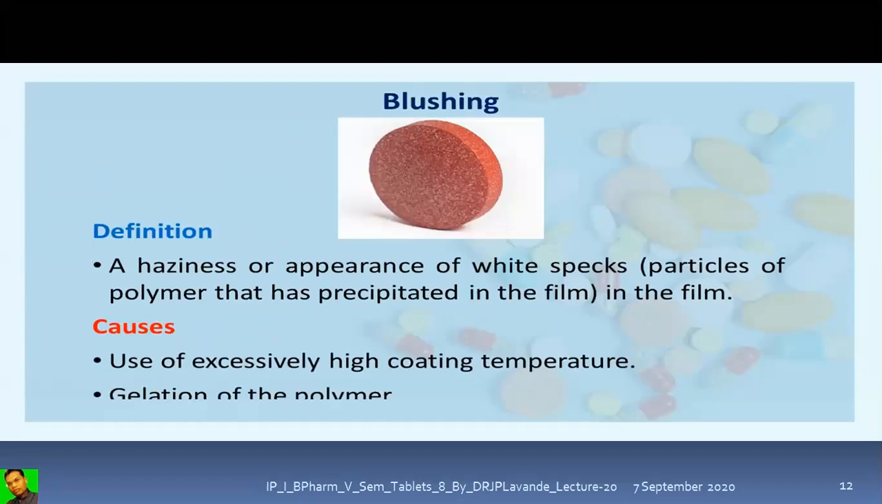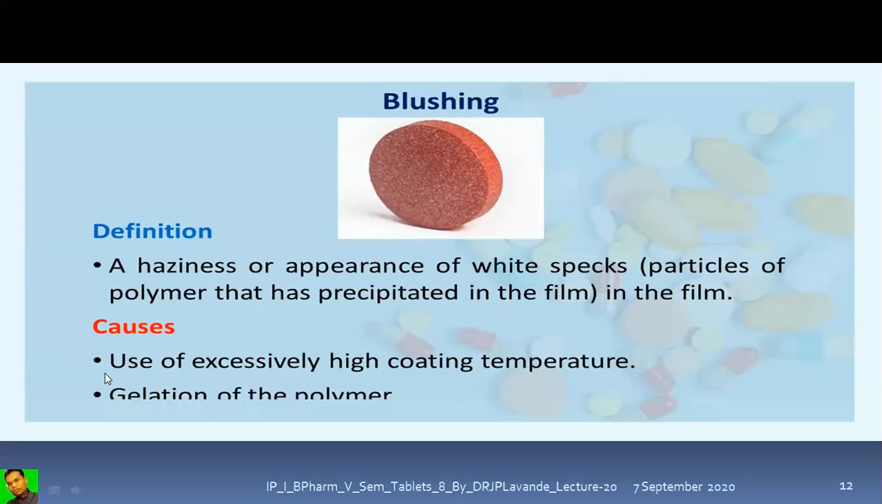Blushing. Next is blushing. You can see how blushing occurs on the tablet surface: haziness or appearance of white specks, particles of polymer that have precipitated in the film. So this surface is said to be blushing, and it is the result of precipitation of the polymeric material, which leads to the appearance of white specks on the tablet surface.